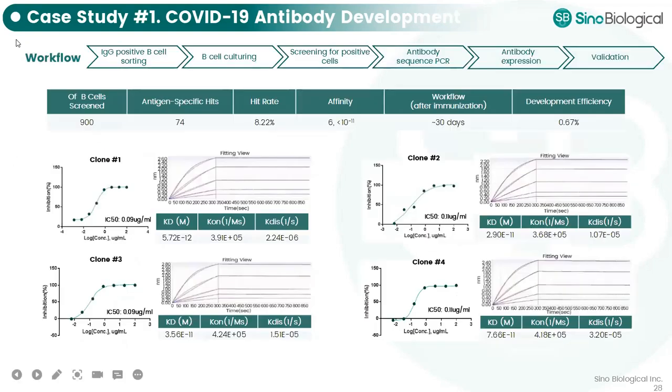For the speed of the antibody development, we use single B cells as one of the technology platforms to speed up the procedures. And the whole process takes about 30 days after the immunizations. And this is for the spike antibody development. We are seeing that we are able to obtain a couple of clones which have neutralization functions against the spike.